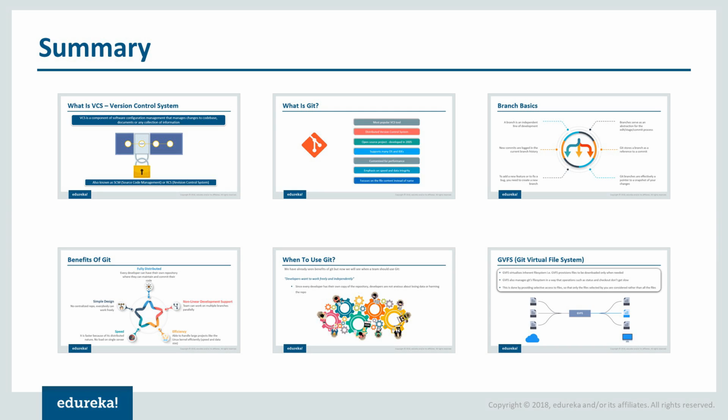In this module, we looked at what a version control system is. We understand that there are two types, centralized and decentralized. We know what Git is. We know what branches are, which again I'm saying are the USP of Git. We know the benefits of Git. We have discussed different scenarios of when to use Git and when not to use Git. We also looked at GVFS, the Git Virtual File System, which will help us make Git even faster when we are dealing with massive repositories, or repositories with millions of files. In all those scenarios, GVFS will be a great fit for us. Thank you.